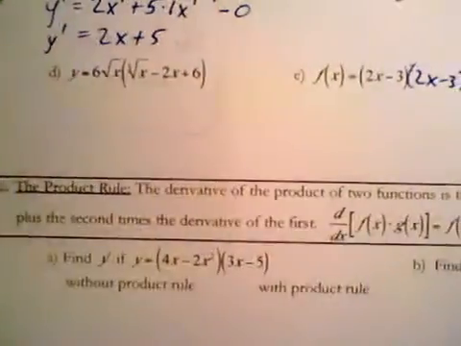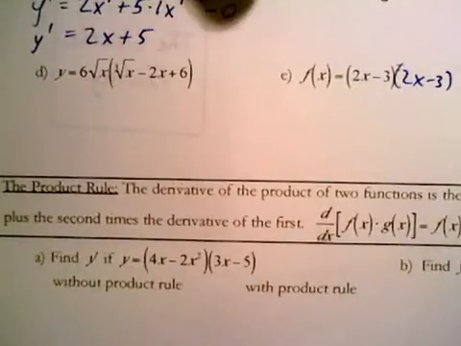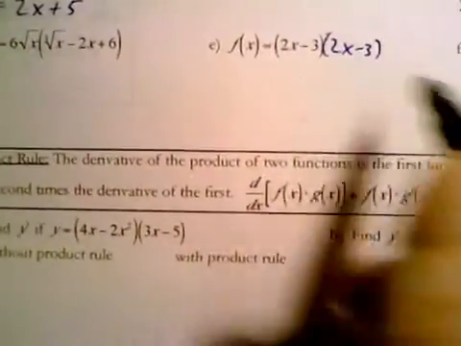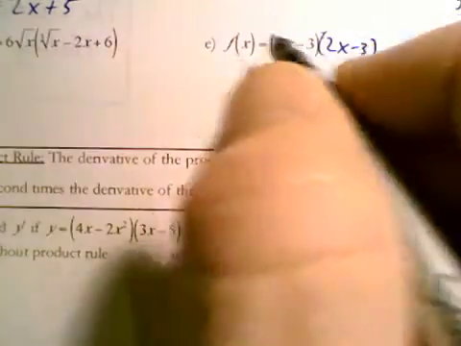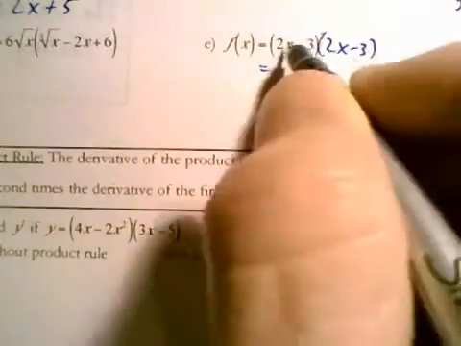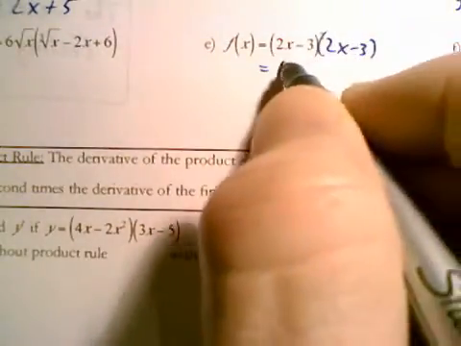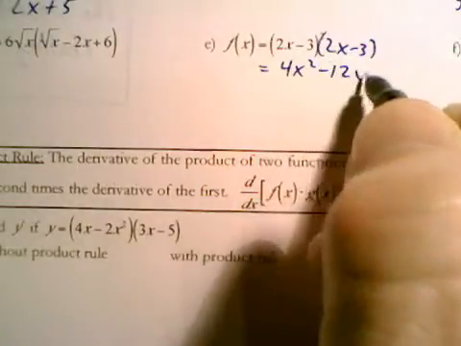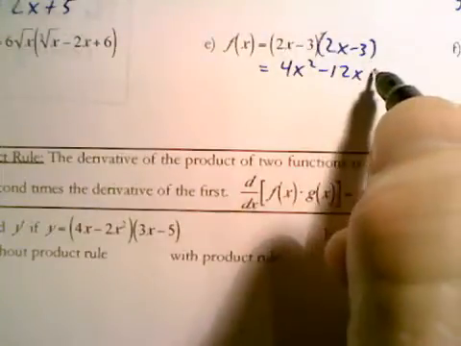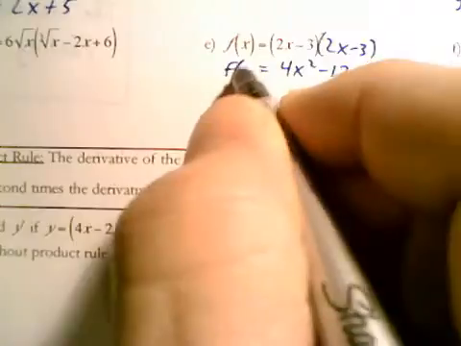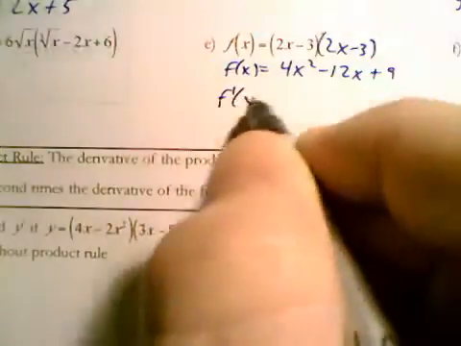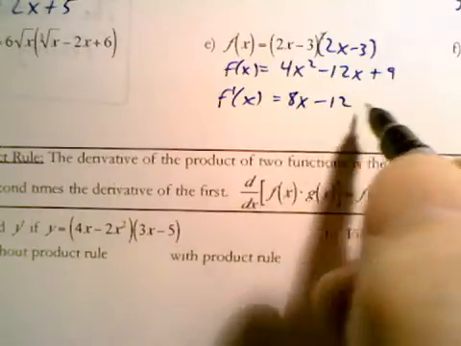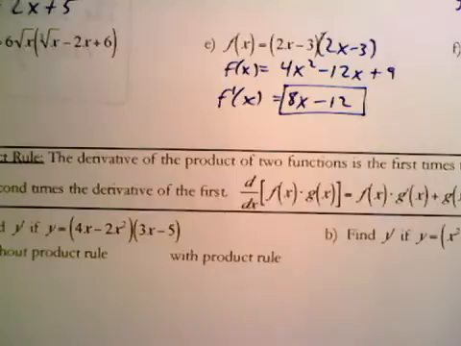2x minus 3. Let me just tell you, multiply the two binomials out here for part E, and then take the derivative. So if we square 2x minus 3, we get 4x squared, and then minus 6x and minus 6x is minus 12x, and then negative 3 times negative 3 is a positive 9. So that's what f of x is, and I want you to go ahead and pause the video and do f prime of x.